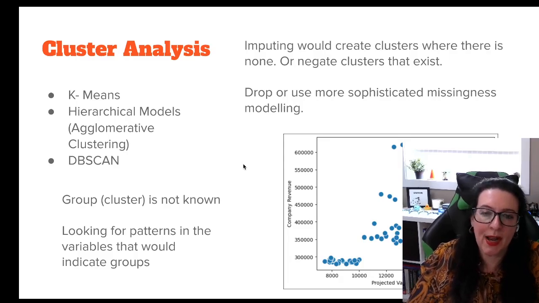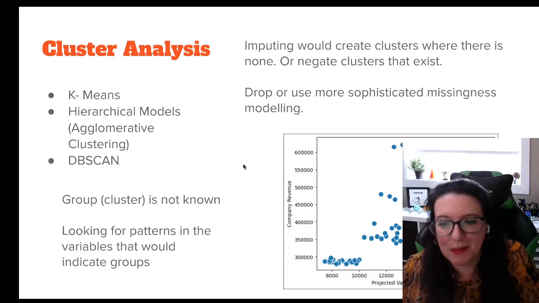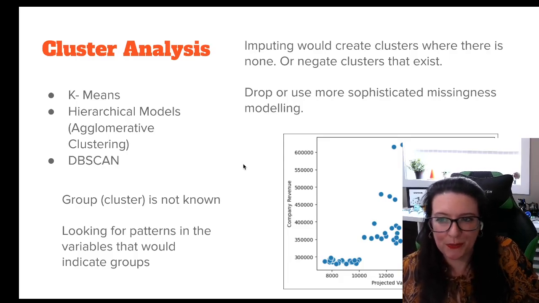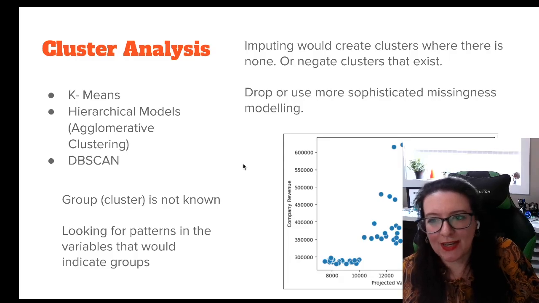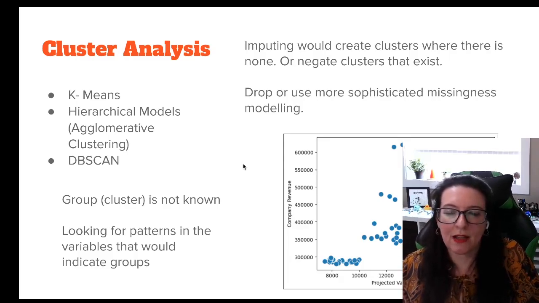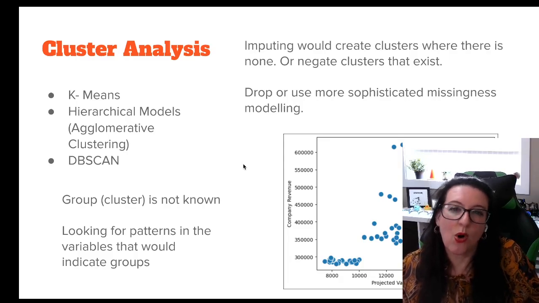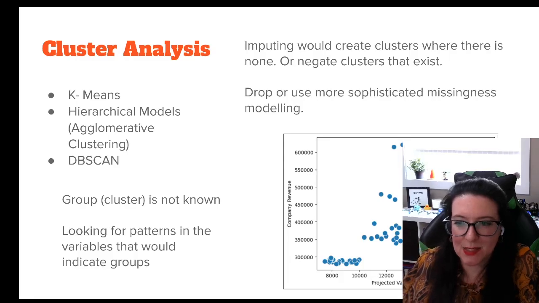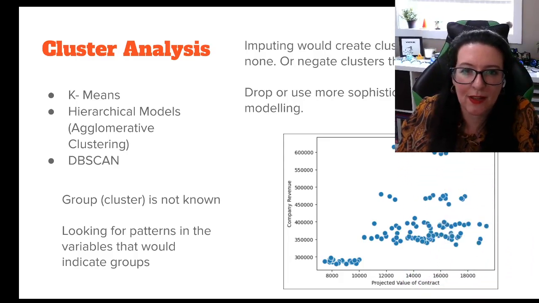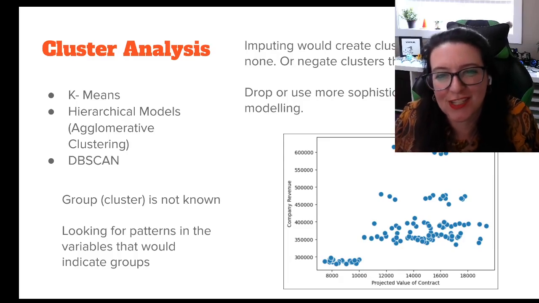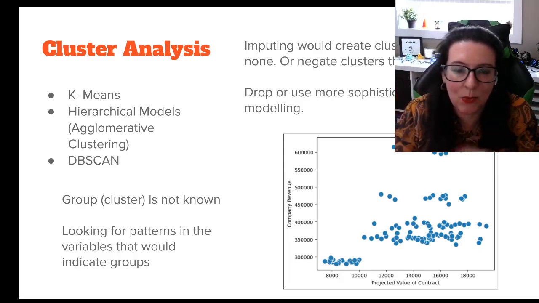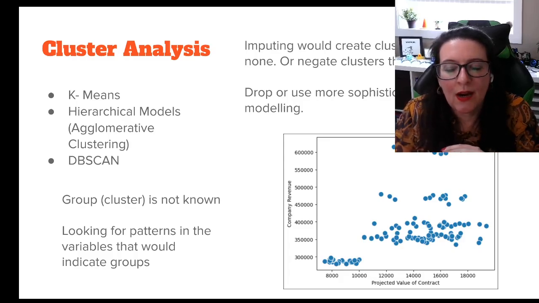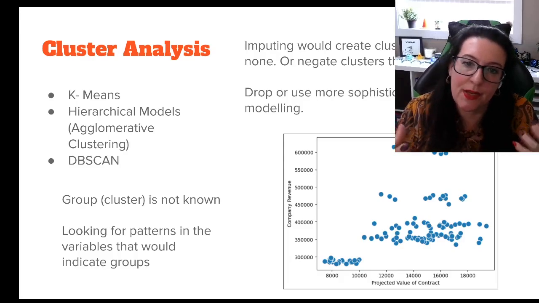When it comes to cluster analysis, we don't have labels. We don't know what group they belong to. So the problem with imputing when you have cluster analysis is that you could create clusters where clusters don't exist, or you could negate clusters that exist because you are adding information that you can't check the accuracy of. At least with the classification models, we could see how accurate the training data was to assess the model, to see if we're still accurate, even though we have less variability from the imputation.